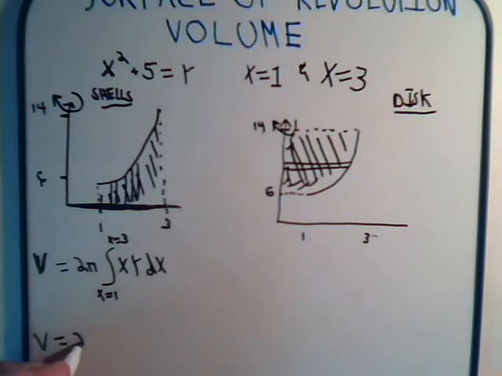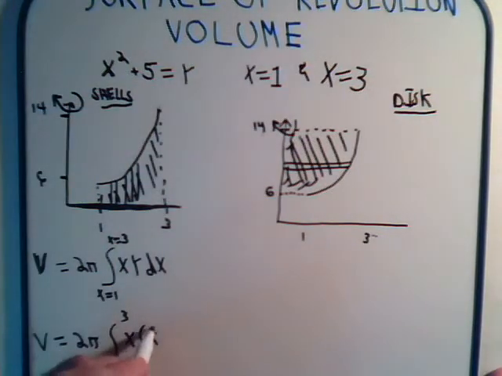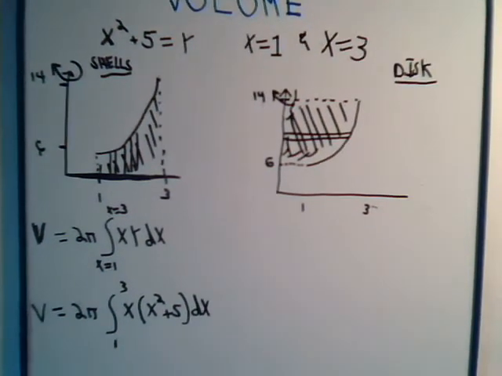the volume will equal, and we're just going to set this up, we're not going to take it all the way through, the integral with x going from 1 to 3 of x times y, and y is x squared plus 5 dx. And again, we won't take it all the way through and do the computations. As you can see, it's a pretty straightforward integral here.